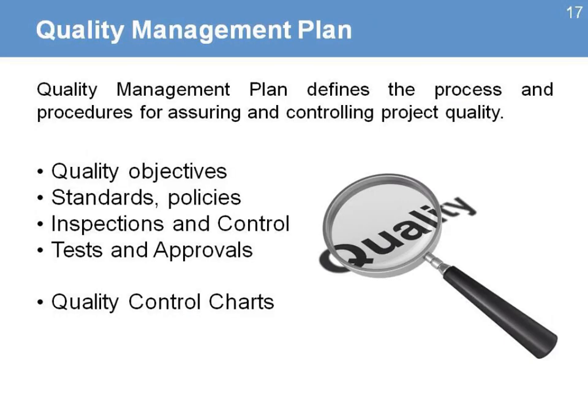The last plan is the quality management plan, and we're going to look at how we control project quality. What are the things we need to know or have an understanding of: if there are any quality objectives, if there are any standards or policies that apply to our project, inspections and control, the whole process and how we're going to be controlling and inspecting depending on the project, if there are any tests and an approval process, and the use of quality control charts. Again, depending on the type of project, there might be different requirements in terms of quality. Sometimes you might have specific quality standards that are being required by either the donor or even the local government.